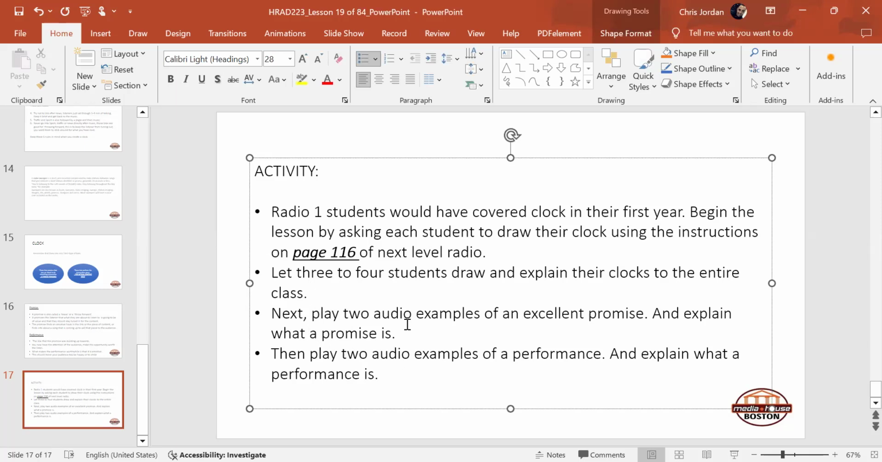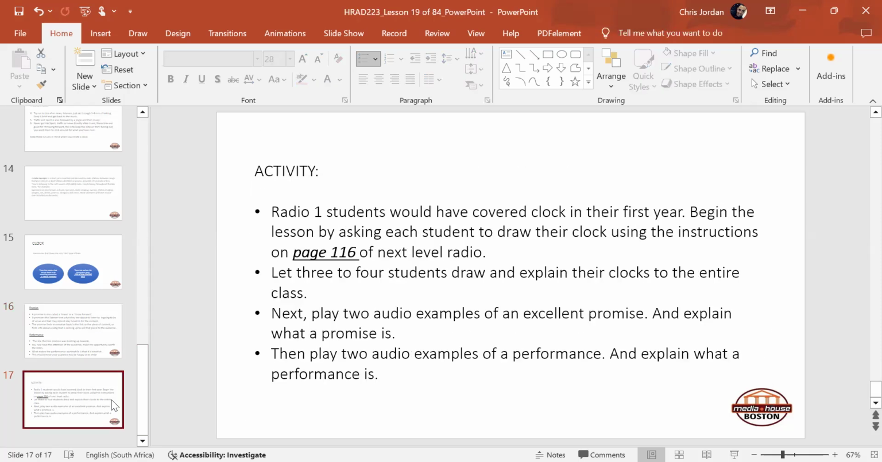And then we'll play 2 audio examples of excellent promise, and explain obviously what promise is, and examples of performance, that we'll showcase in class together. All right. We have looked at different links before, but we will scrutinize more radio as we are together. I'd rather do this in live radio that we're listening to together. And yeah, I think that's about it. Please just keep up with the lessons.